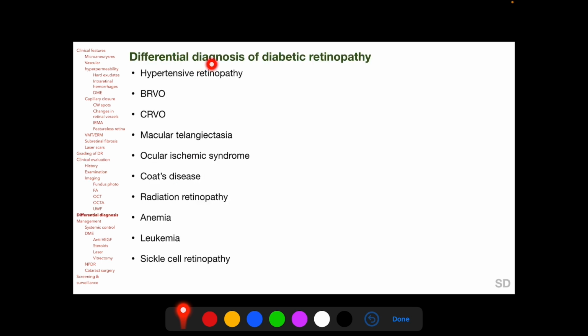Differential diagnosis of diabetic retinopathy is important and includes hypertensive retinopathy, branch and central retinal venous occlusions, macular telangiectasia, ocular ischemic syndrome, Coats disease, radiation retinopathy, anemia, leukemia, and sickle cell retinopathy. So, apart from leukemia, all the others belong to the retinal vascular disease spectrum and will be discussed in subsequent sessions.